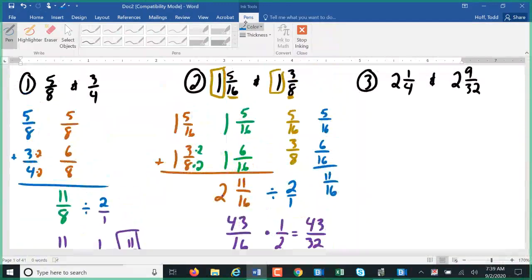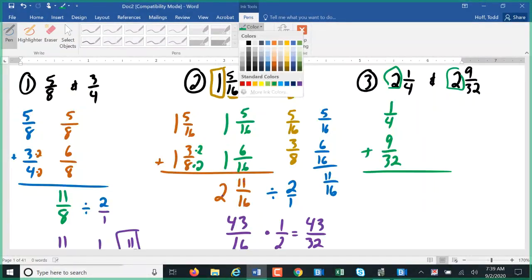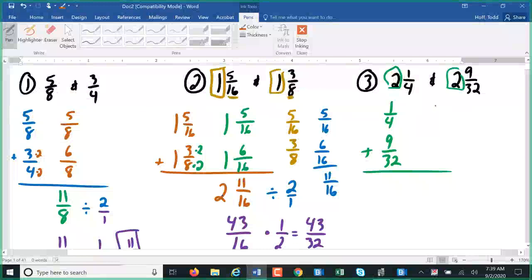I can do that over here. I'm going to ignore the 2 over here. I'll just put the 2 back in front when I'm done. So I'm going to find what's between 1/4 and 9/32. So I'm going to add those together. Common denominator is going to be 32. So 4 times 8 makes 32. So 1 times 8 is 8/32. And the 9/32 stays as it is. 8 plus 9 is 17/32.